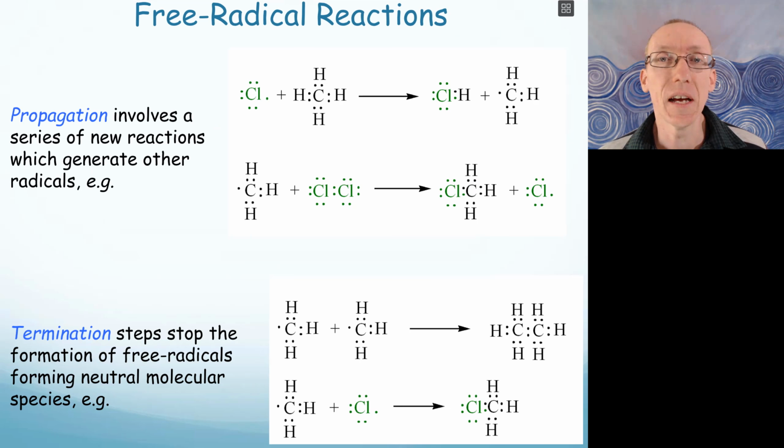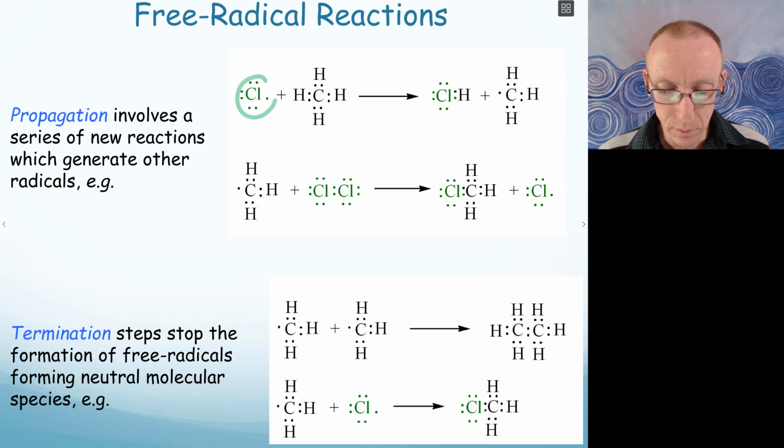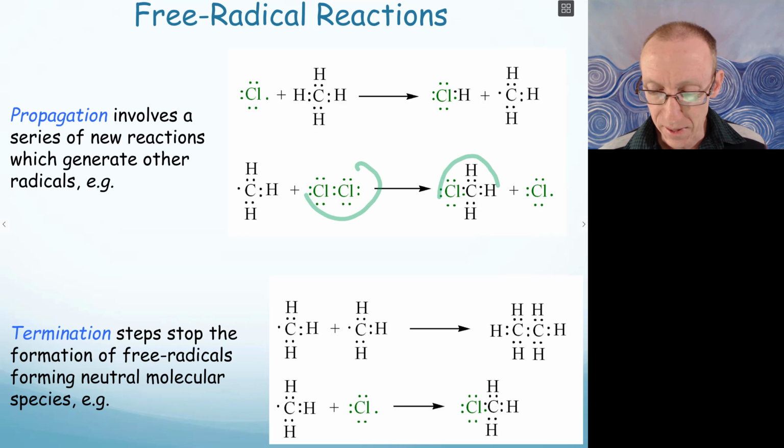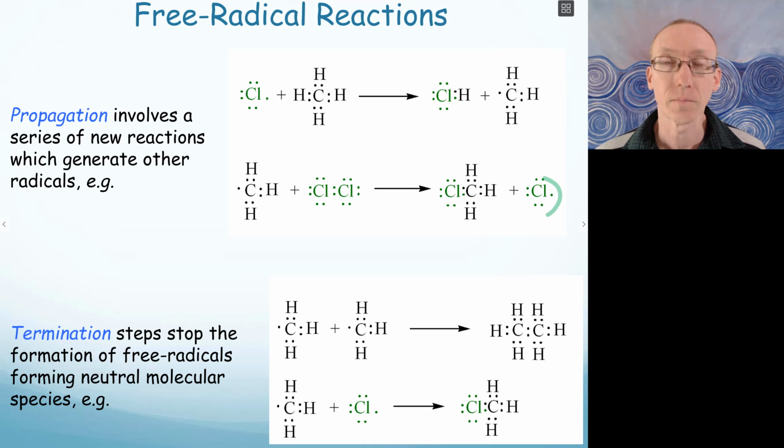Free radical reactions then involve a propagation step. Propagation involves new reactions which generate other radicals. So we take radicals on the left-hand side of the equation and we end up with radicals on the right-hand side. A chlorine radical reacting with methane gives hydrogen chloride and a methyl radical. The methyl radical in a separate step can then react with chlorine and produce chloromethane and a chlorine radical.